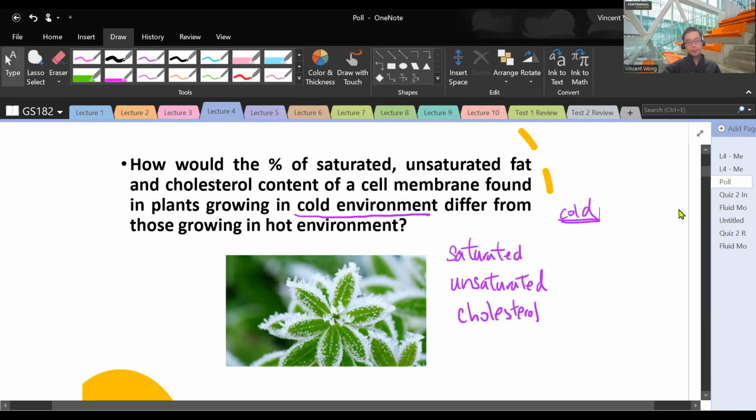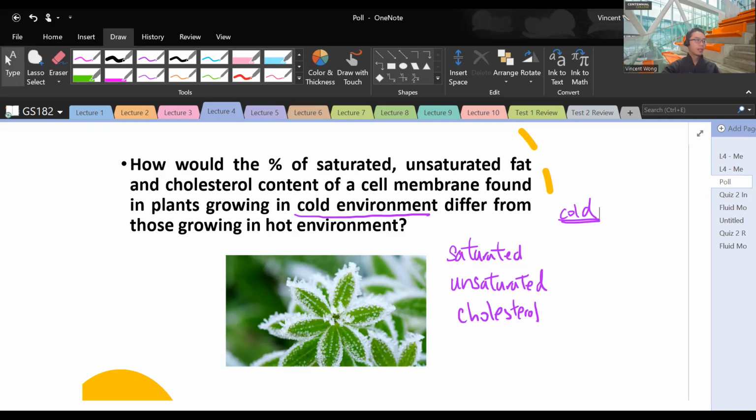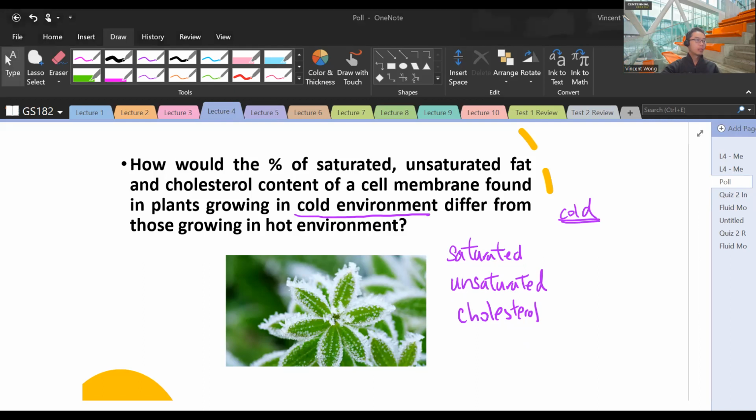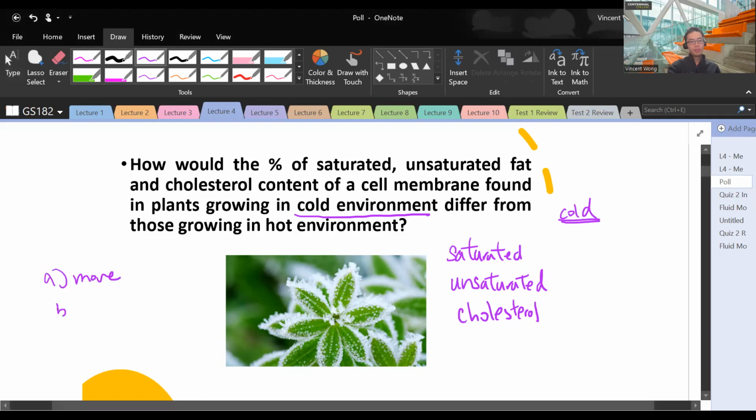Do you guys understand the question? If you take a look at the cell membrane of a plant that grows in a cold environment, what do you expect their saturated and cholesterol level to be? Do you expect them to be higher than a plant that is in a hot environment, lower, no difference? Let's talk about cholesterol first. Okay, what do you guys think? More or less? Why don't we take a vote? More cholesterol, less cholesterol, or no difference? A is more, B is less, C is no difference.